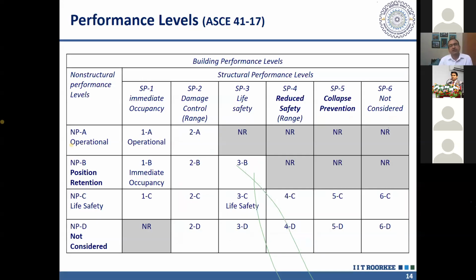Okay. Then the next issue is after hazard level, we have to define performance levels and performance objectives. So again, this table I have taken from SC41. Here you see there are structural performance levels and there are non-structural performance levels. So structural performance levels are numbered 1, 2, 3, 4, 5. Most important are this 1, 3, and 5. So this 1 is immediate occupancy.